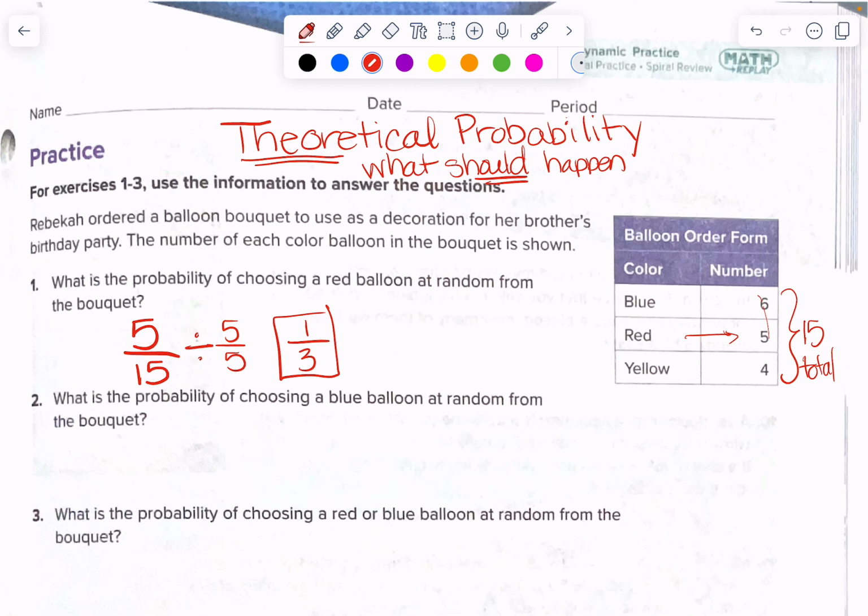Now the next one, what's the probability of choosing a blue balloon at random from the bouquet? We're going to go back to this 15 total. And now I'm going to look at how many of those are blue. So 6 out of the 15 are blue, which means that I have a 6 out of 15 chance of drawing a blue balloon randomly. Again, we're going to simplify this. When I look at 6 and 15, I know that 3 is a common factor of both of them. So I'm going to divide them both by 3 and end up getting 2/5 as my probability.